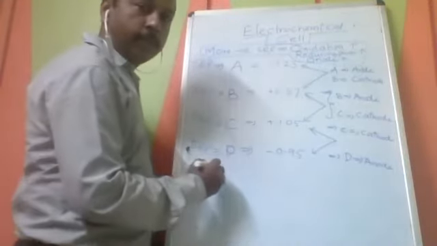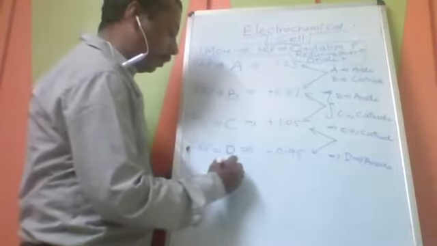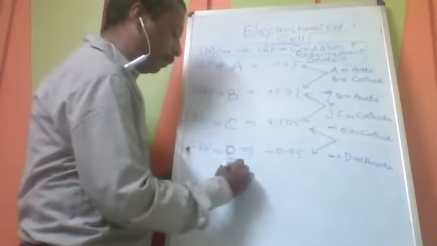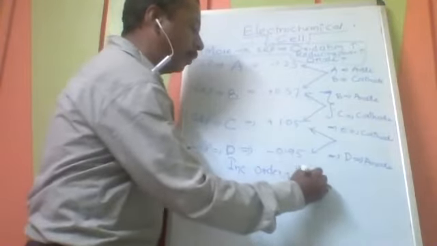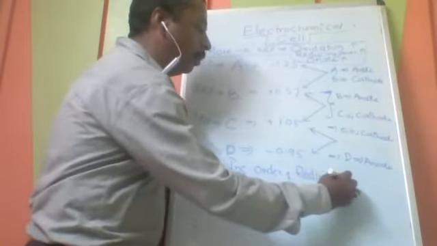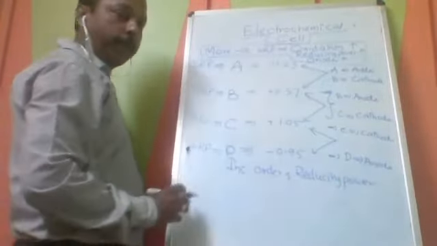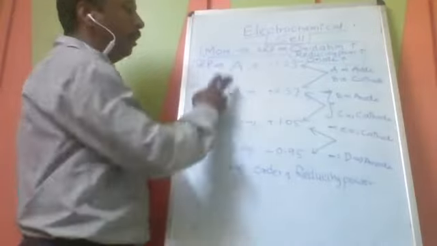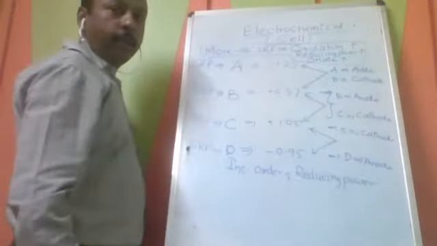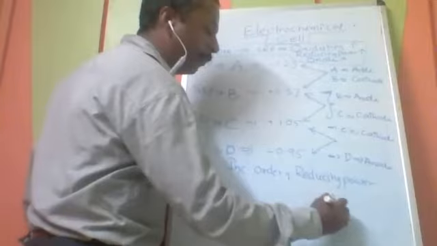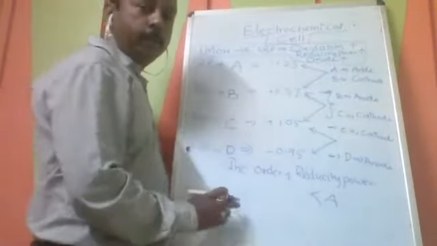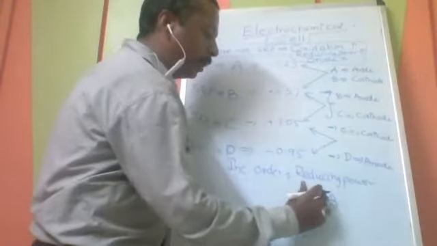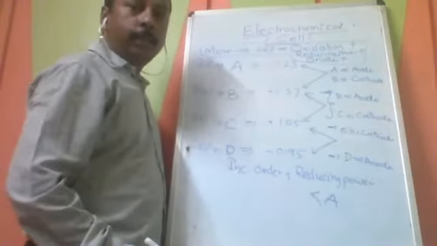Okay, suppose the question comes: arrange the following in the increasing order of reducing power. Which power? Reducing power. So in the increasing order of reducing power, what will you say? Highest reducing means highest negative value. Highest negative value is A. A can reduce anybody. Immediately it can start to oxidize.